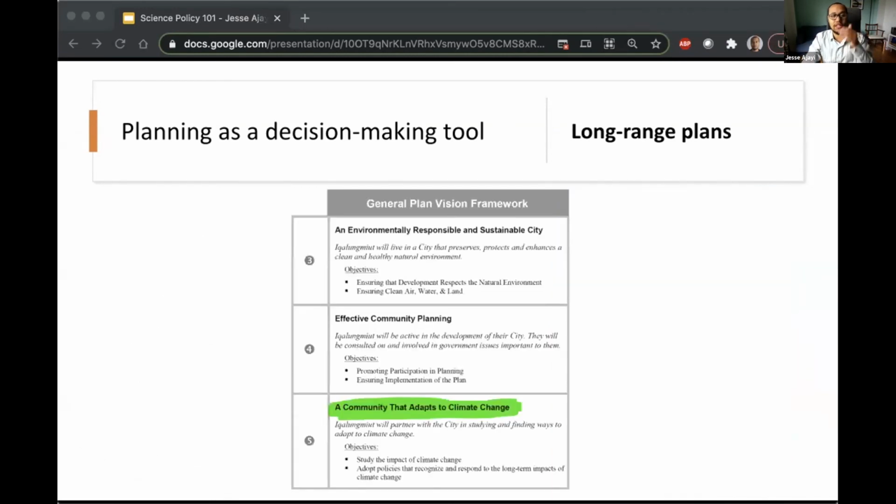So those are some of the plans. I'll just give an example here. This is, again, from the city of Iqaluit. We see this is part of their vision framework. So this is a vision statement that we're a community that adapts to climate change. And then you can see some of the objectives in there to study the impacts of climate change. So this policy can be used to support collaboration with climate scientists and support studies for our climate studies.